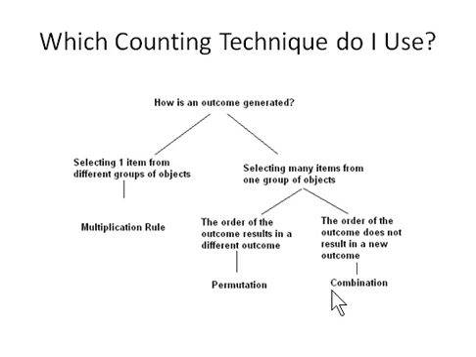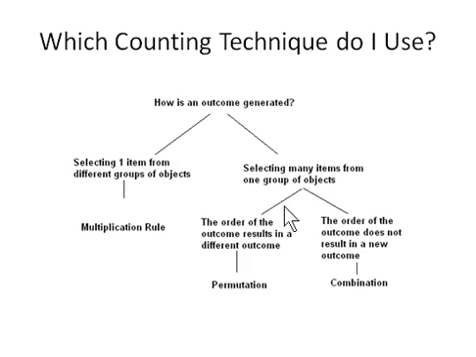So those are the 3 counting techniques. The difficulty is figuring out which counting technique do I use. And when you do a question, the first thing you think of is, how is an outcome generated? Is it generated by selecting one item from different groups of items? If that's the way it's done, it's going to be multiplication rule.